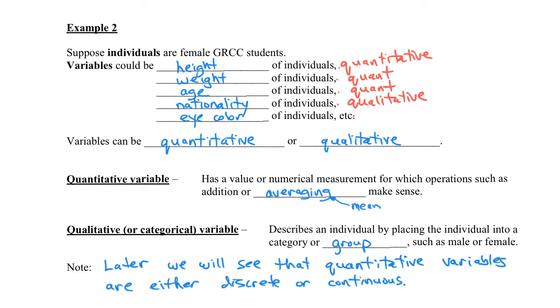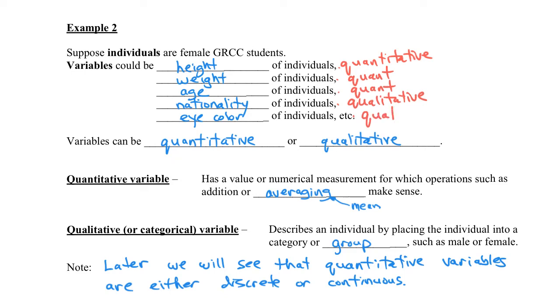And what about eye color? Mean eye color doesn't make any sense either, right? How could you add up like 17 brown-eyed students, 5 blue-eyed students, green-eyed students? It doesn't make any sense, right? So eye color is going to have to also be qualitative.